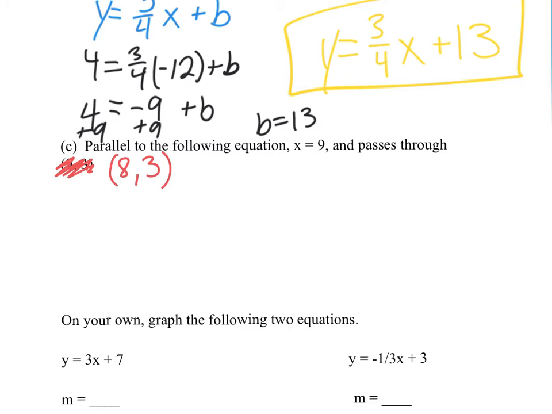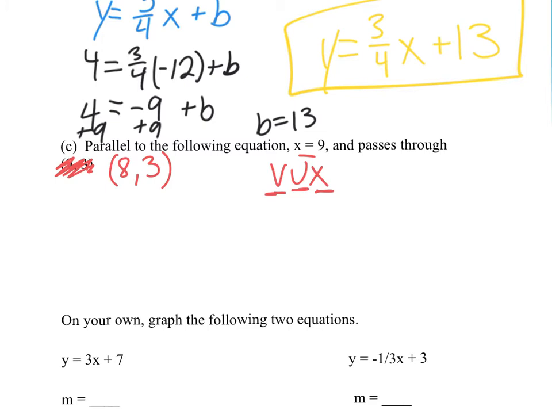Okay. The line that is parallel to the following equation, x equals 9. What kind of line is that? Yeah, it's a vertical line, right? It's a VUX, which stands for vertical, undefined slope, and x equals. So do we just put undefined? Well, can I have a line parallel to a vertical x line? Yes. x equals anything besides 9.